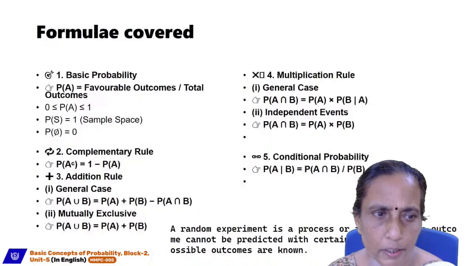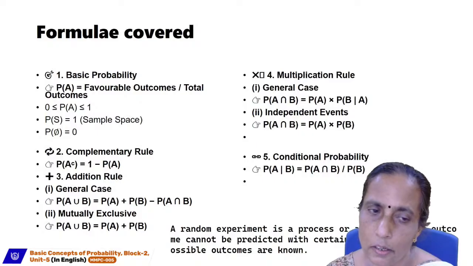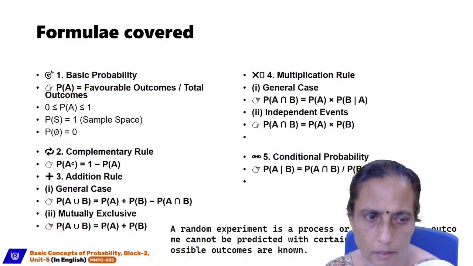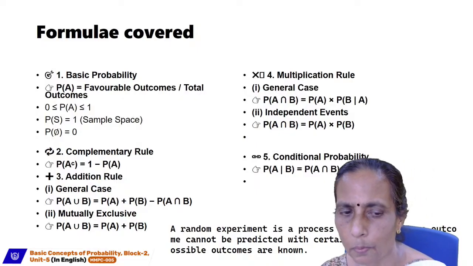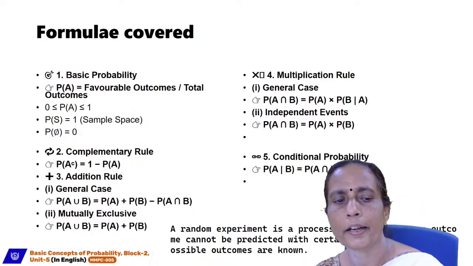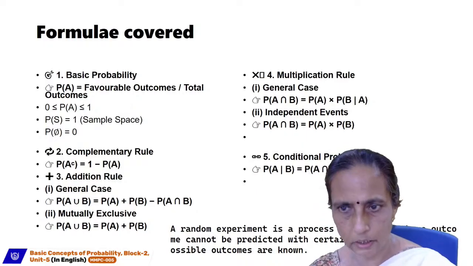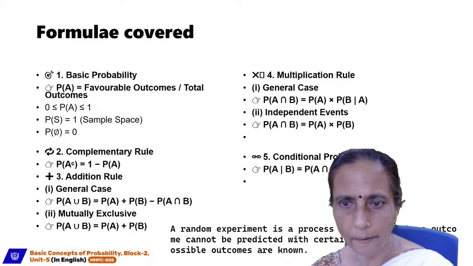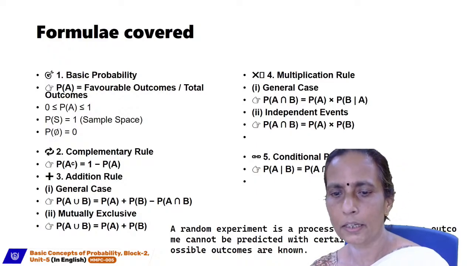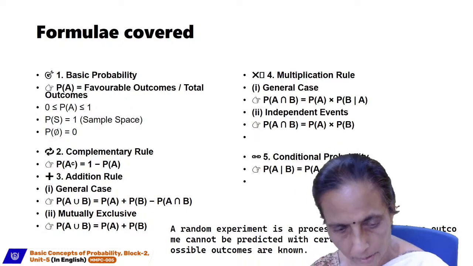So the formulae that we have covered so far are the three axioms: probability of A is from 0 to 1, the sample space is 1, and the probability of an impossible event is 0. The complement is the event that A does not occur. Addition rule: probability of A union B is probability of A plus probability of B minus probability of A intersection B, and if A and B are mutually exclusive, then probability of A union B is probability of A plus probability of B. The multiplication rule, in the general case: probability of A intersection B is probability of A into probability of B given A, and if A and B are independent events, then probability of A intersection B is equal to probability of A into probability of B. And conditional probability: probability of A given that B has already happened is equal to probability of A intersection B divided by probability of B.